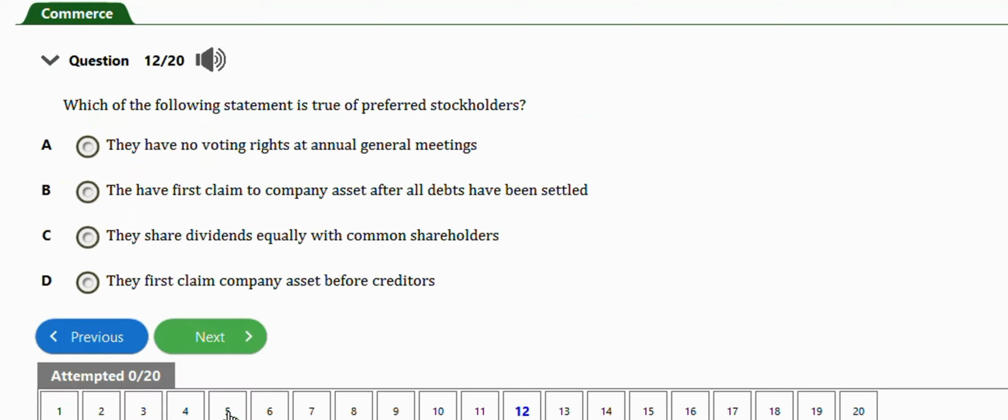Next question is this one. It says which of the following statements is true of preferred stockholders? They have no voting right at annual general meetings. They have first claim to company assets after all debts have been settled. They share dividends equally with common shareholders. They have first claim on company assets before creditors. The right answer is option A. They have no voting rights at annual general meetings. Okay, very, very important.